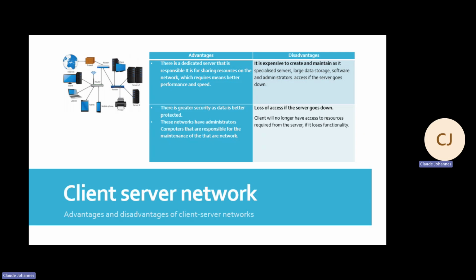Advantages and disadvantages of client-server networks. Advantage: there is a dedicated server that is responsible for sharing resources on the network, which requires better performance and speed. There is greater security as data is better protected. These networks have administrator computers that are responsible for the maintenance of that particular network.